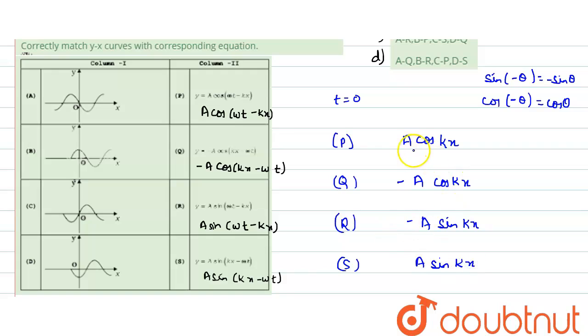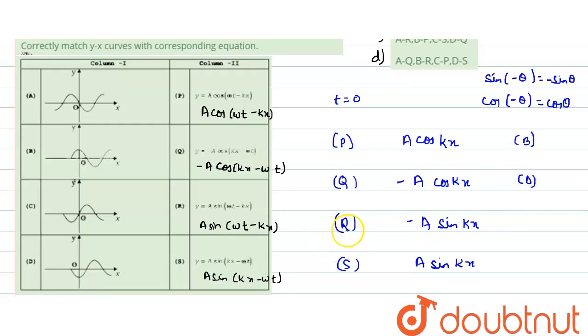Now which would be matching? Now a cos kx, if we check which would be matching with this, so we see that a cos kx would be matching. That means p would correspond to our b. So here b would be matching with this p. Now similarly, minus a cos kx means just a negative times the cos. So cos is starting from 1, at theta equals to 0 its value is 1. So for this minus a cos, it would be starting with the value of minus 1, or we can say minus a. So D would be matching with Q.